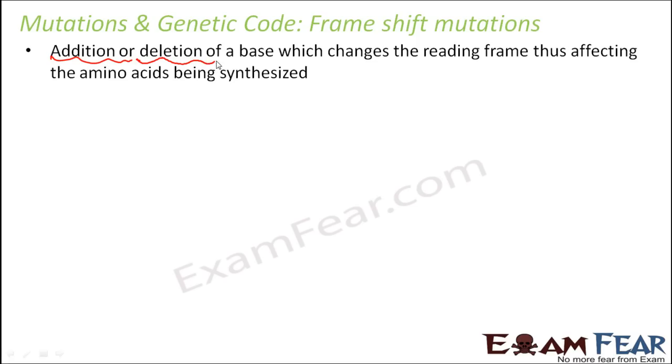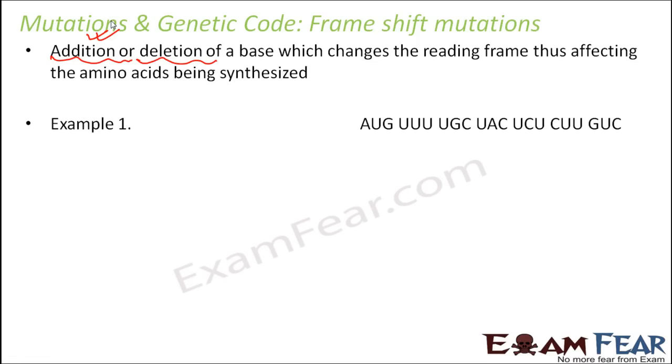So let us first talk about a scenario where addition of a base can cause frame shift mutation. Let us take the first example. So this is the sequence. Let us try to write down the amino acid sequence out of this. So this will be methionine. UUU would be phenylalanine, UGC will be cysteine, UAC will be tyrosine, UCU would be serine, CUU would be leucine, and GUC would be valine. So this would be the sequence of amino acids that we can decipher from this genetic code.